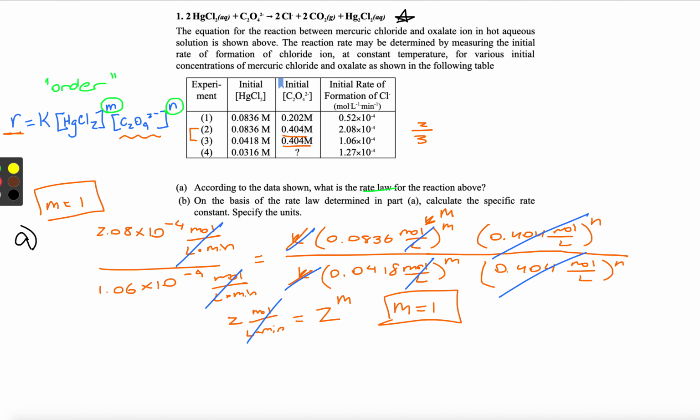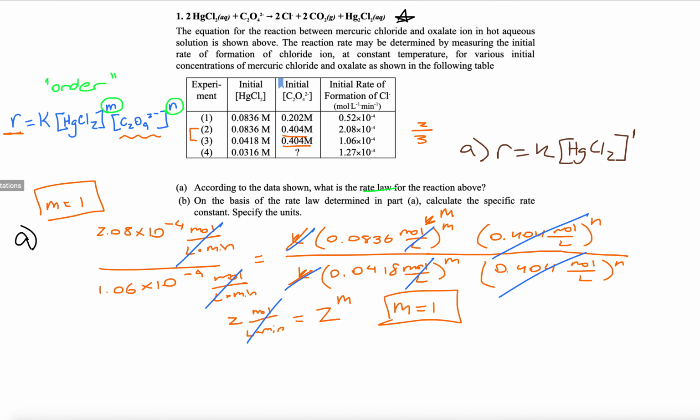So I'm going to start writing our final answer over here to letter A. R equals K times the concentration of HgCl2. M will be equal to 1. I guess I can just put it there, but really you don't need to put the 1 there, but just so that we understand, that's what I'm going to do.